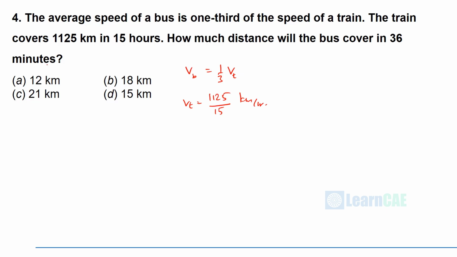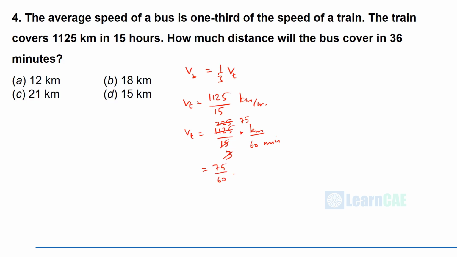How much distance will the bus cover in 36 minutes? We shall convert this to kilometer per minute. VT is equal to 1125 by 15 into 1 kilometer divided by 60 minutes. We shall divide by 5. This will be 3. This will be 225. Again we shall divide by 3. This will be 75.